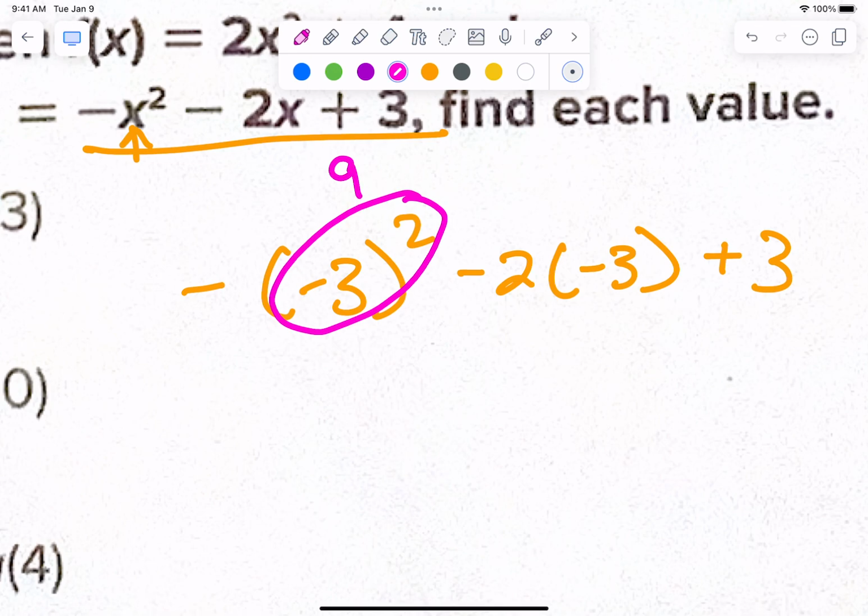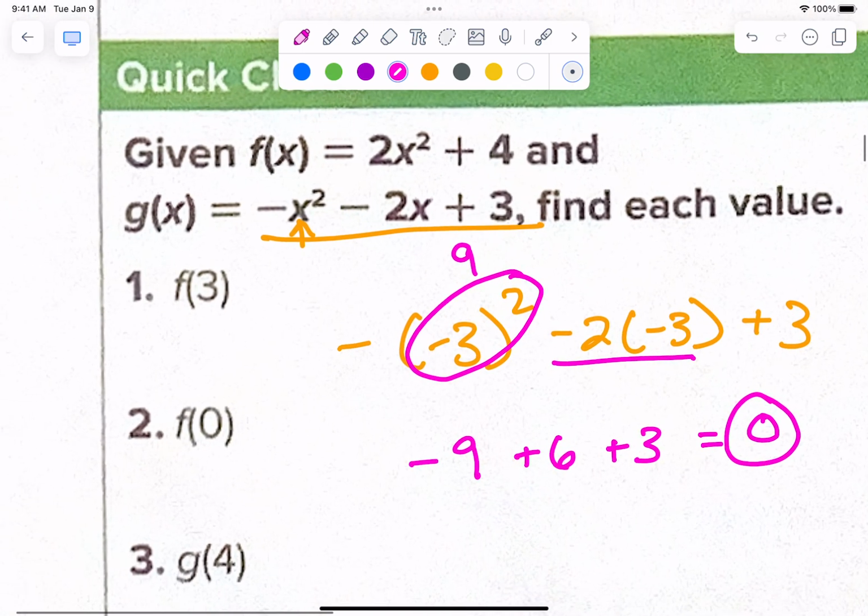Then you apply the negative, right? This is -9. Okay, what's this come out to be? 6. Plus 6 plus 3. What's -9 plus 6 plus 3? 0. Okay, so the key there is whenever you see -x squared, the negative gets applied after you square it, right? Square the number first, then apply the negative. So that should be a negative number. Got it? Okay, so be careful of that, all right? They're trying to trick you with those.